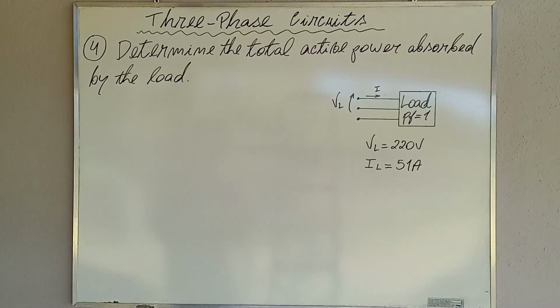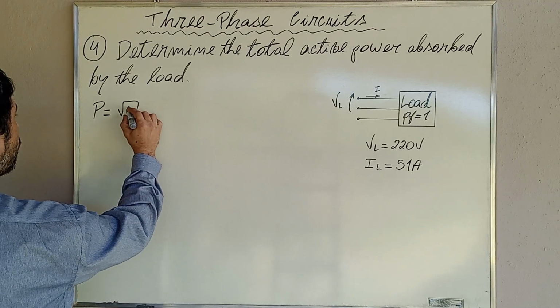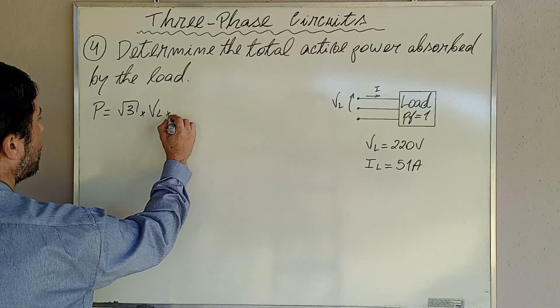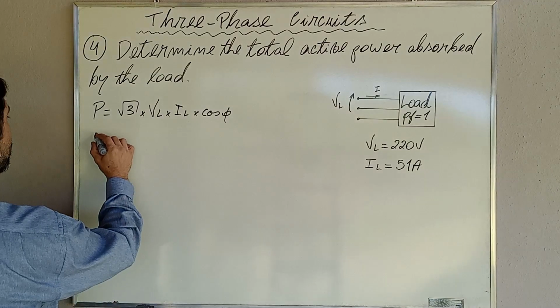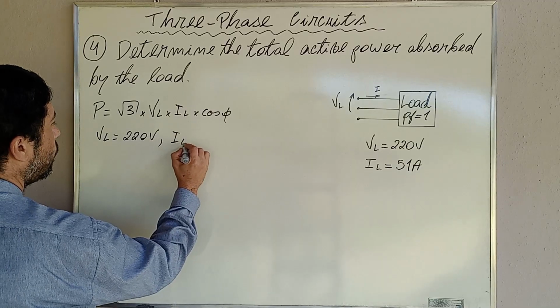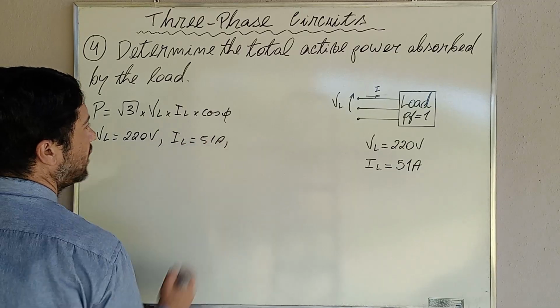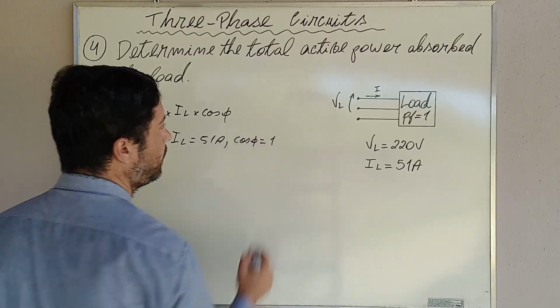For a balanced three-phase system, the total active power can be determined directly from line quantities independently of whether the load is connected in delta or Y. The appropriate expression is P is equal to the square root of 3 times VL times IL times the cosine of the angle, in which VL is equal to 220 volts, IL is equal to 51 amps, and the cosine of the angle is the power factor equal to 1.